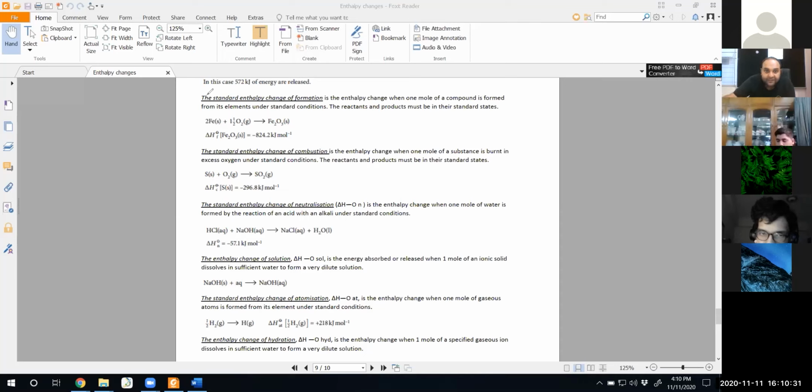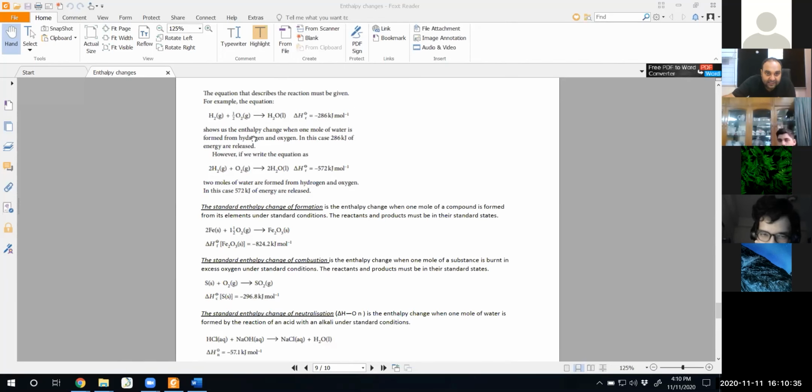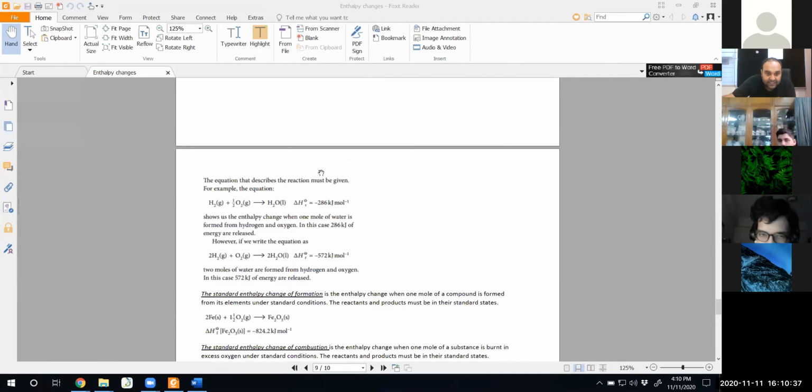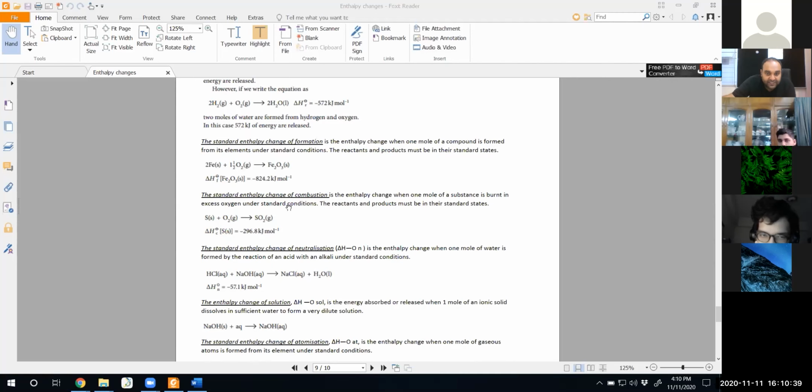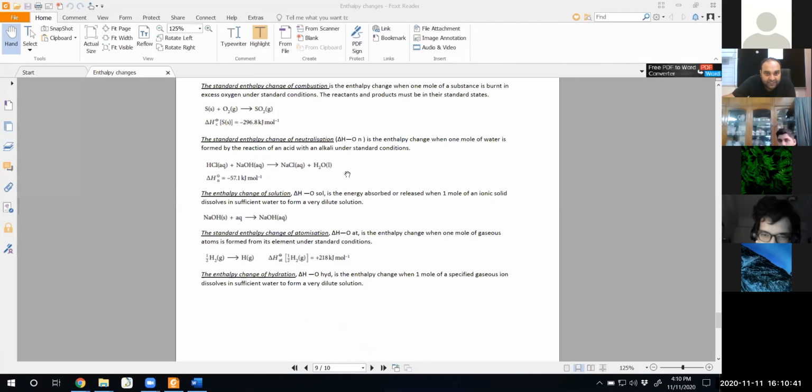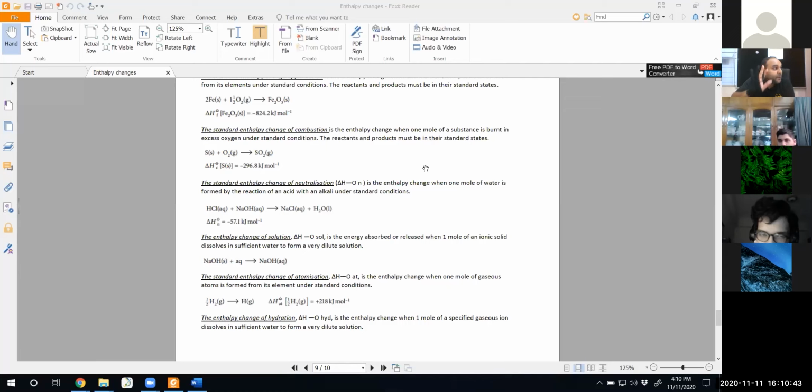The first three definitions: enthalpy change of reaction, enthalpy change of formation, enthalpy change of combustion. These three are required for paper 2 SAQ. And the rest that we will read now are part of A2, but they also come for your paper 1 MCQs.